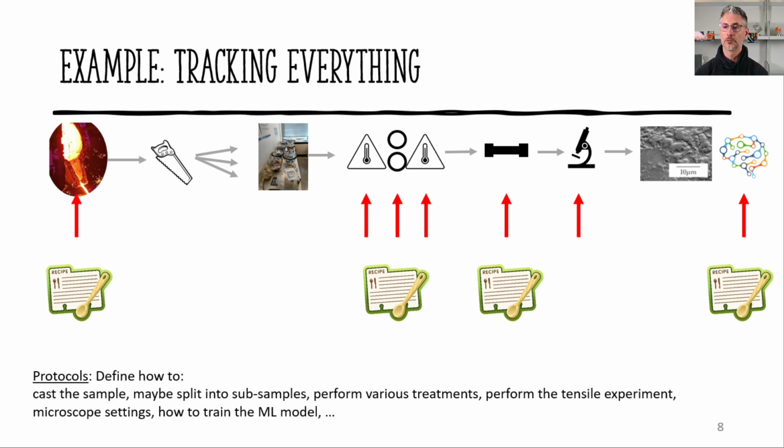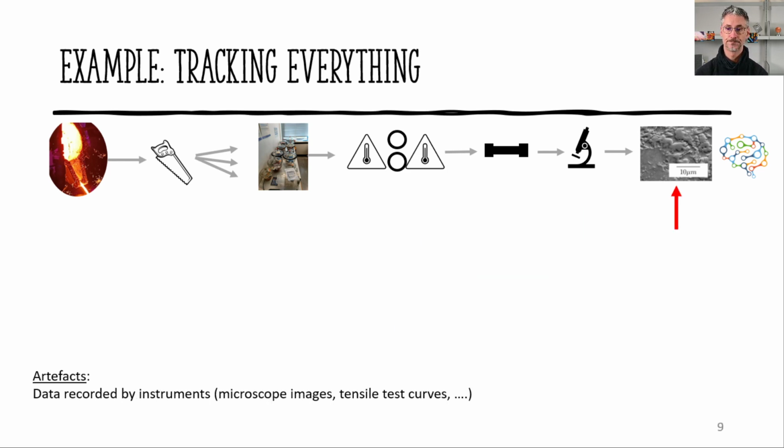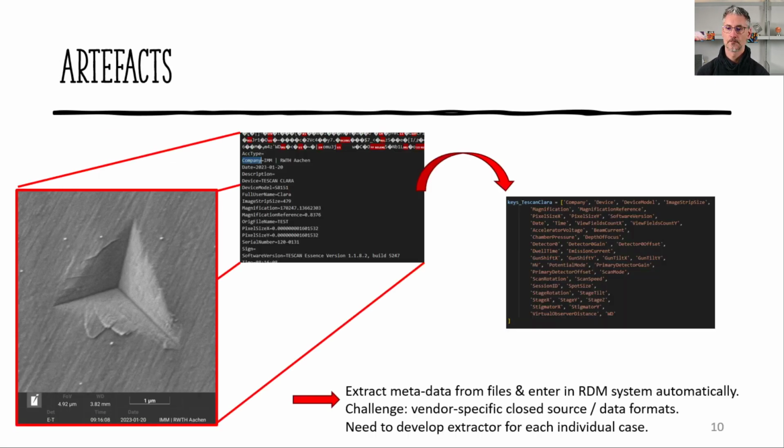and we have protocols that define how we perform the various steps in our analysis chain. And in the end, we have the artifacts. For example, we take an image. These artifacts themselves may or may not have metadata already embedded in them. For example, you can see here this electron microscope image has a number of settings already stored within the file that we can extract and then capture these data automatically in our research data management system.